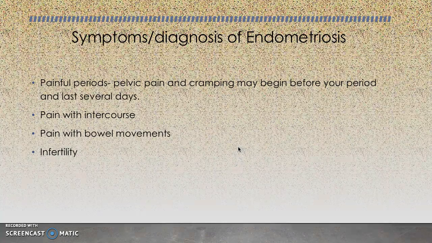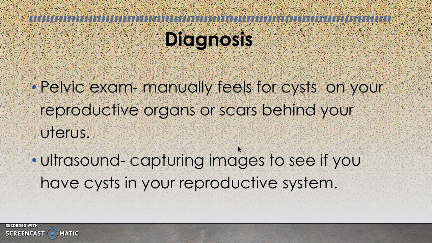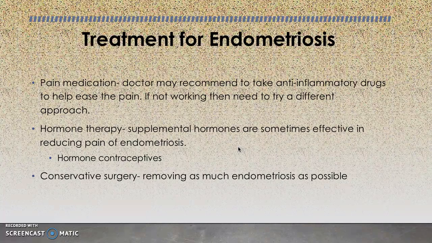Symptoms and diagnosis of endometriosis: very, very painful periods. Pelvic pain and cramping may begin before your period and last several days. Pain with intercourse, pain with bowel movements, and infertility. Diagnosis is a pelvic exam, which manually feels for cysts on your reproductive organs or scars behind your uterus. Ultrasound captures images to see if you have cysts in your reproductive system.